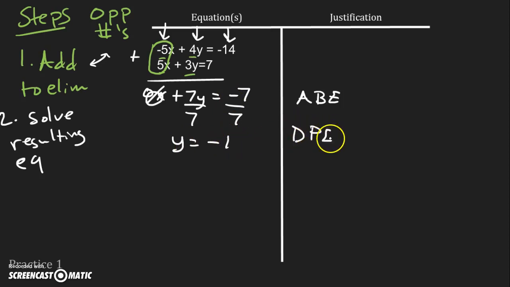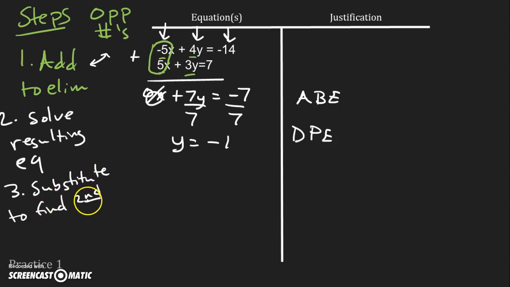We divided, so we're going to put the justification as division property of equality. Now, the second step was the easiest step. The third step is to now, well, if we know what y is, we've got to figure out what x is. So we're going to substitute to find the second variable.